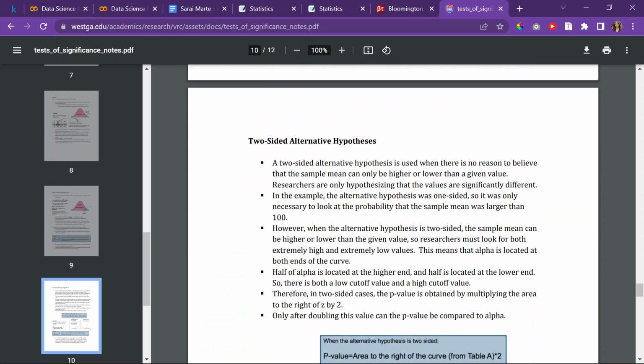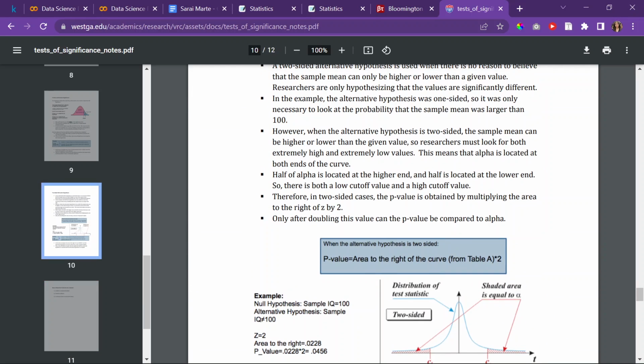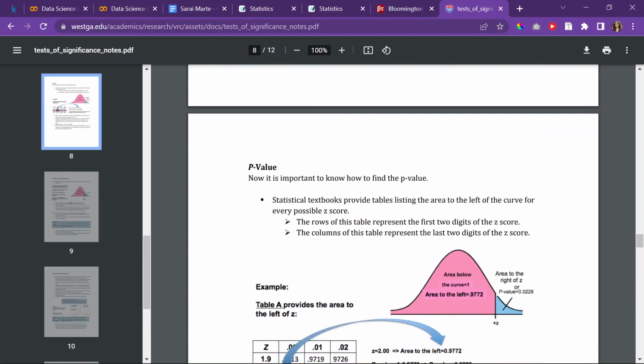P-value. Where's the t-star? You're kidding me. Do they only join with the z? Okay, well, it doesn't matter. Tell me what it means then.